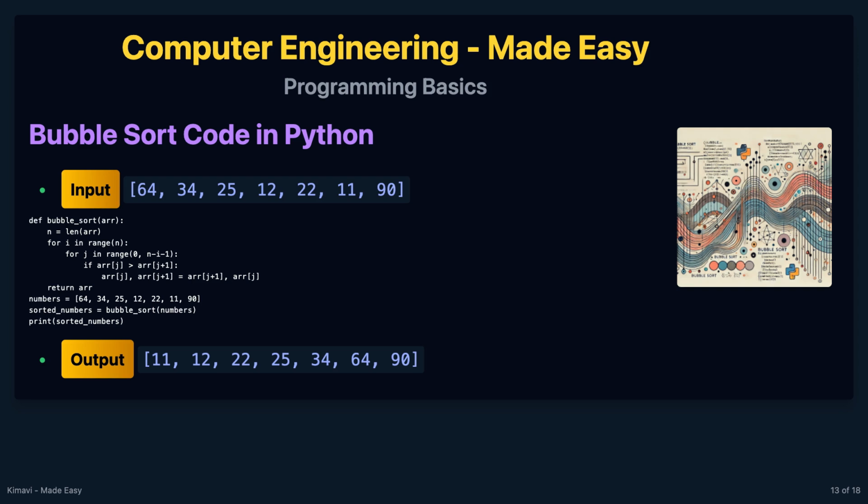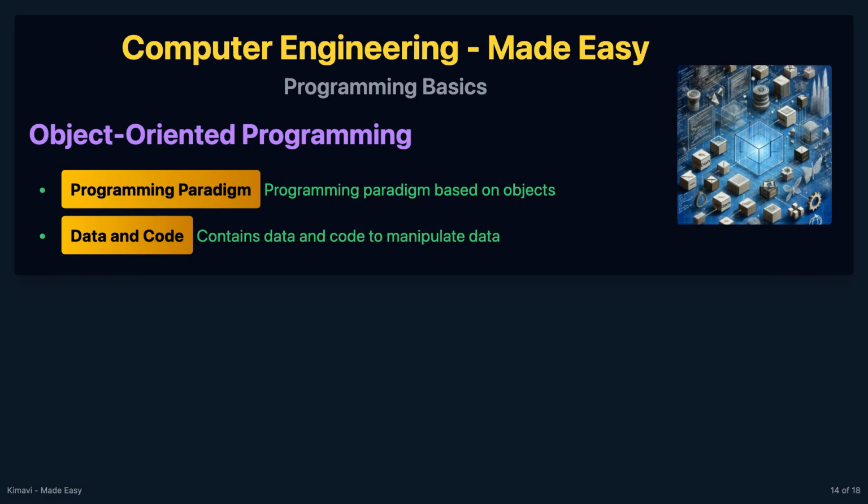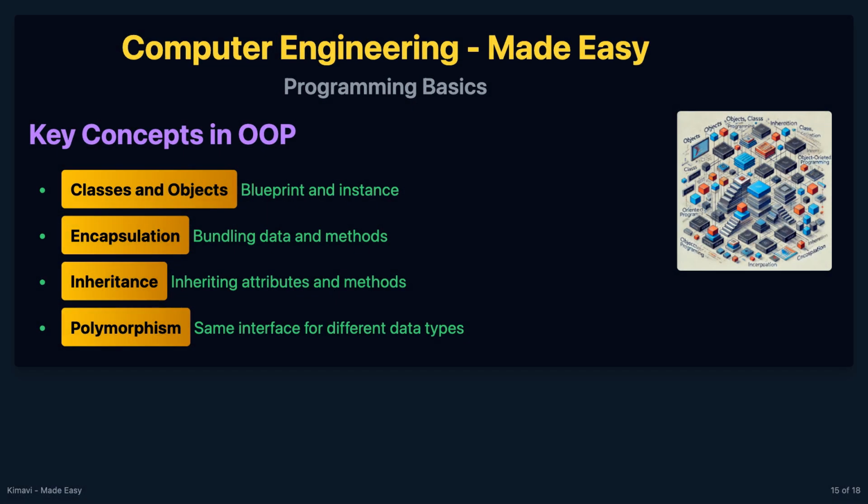For example, sorting the array 64, 34, 25, 12, 22, 11, 90 will result in the sorted array 11, 12, 22, 25, 34, 64, 90. Object-oriented programming, or OOP, is a programming paradigm based on the concept of objects, which can contain data and code to manipulate that data. Key concepts in object-oriented programming include classes and objects, where a class is a blueprint for creating objects, and an object is an instance of a class.